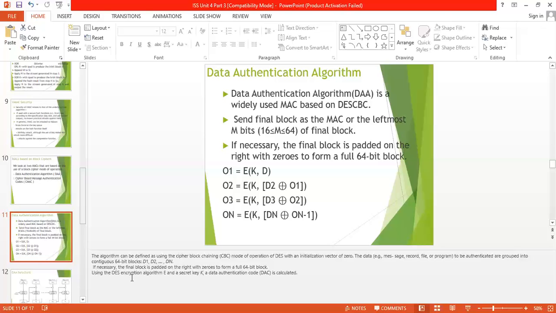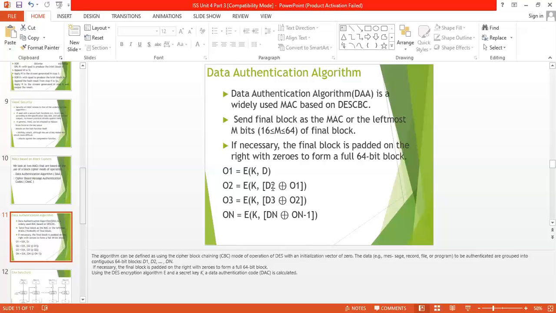If necessary, the final block is padded on the right with zeros to the full 64-bit block, and using a DES encryption algorithm E and a secret key K, a data authentication code is calculated. Different types of code are calculated. Number one, O1 equals E(K, D1), where K is the secret key and D1 is our data.